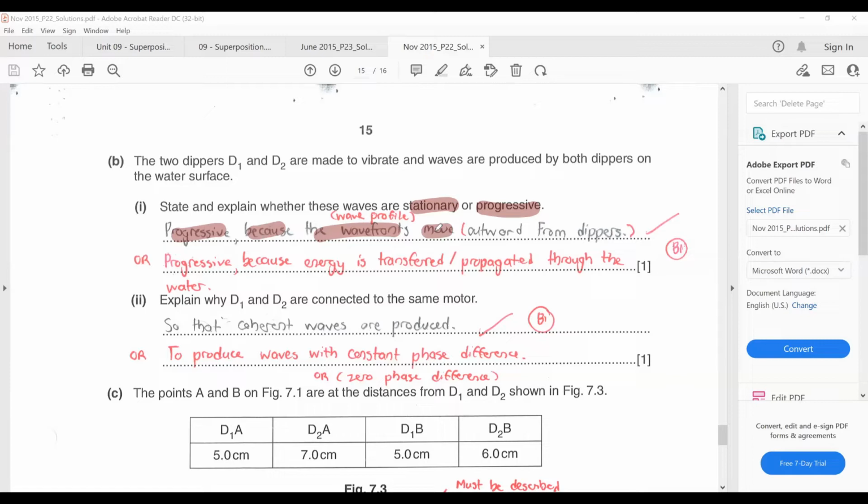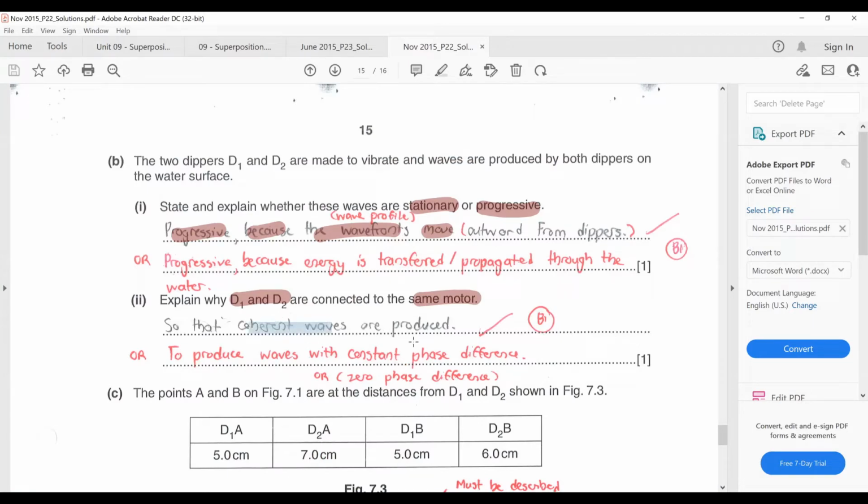Now, explain why D1 and D2 would be connected to the same motor. Why are they connected to the same vibrating bar? One of the things that was mentioned to you is that it is so that coherent waves are produced. Or you could also say, to produce waves with constant phase difference.